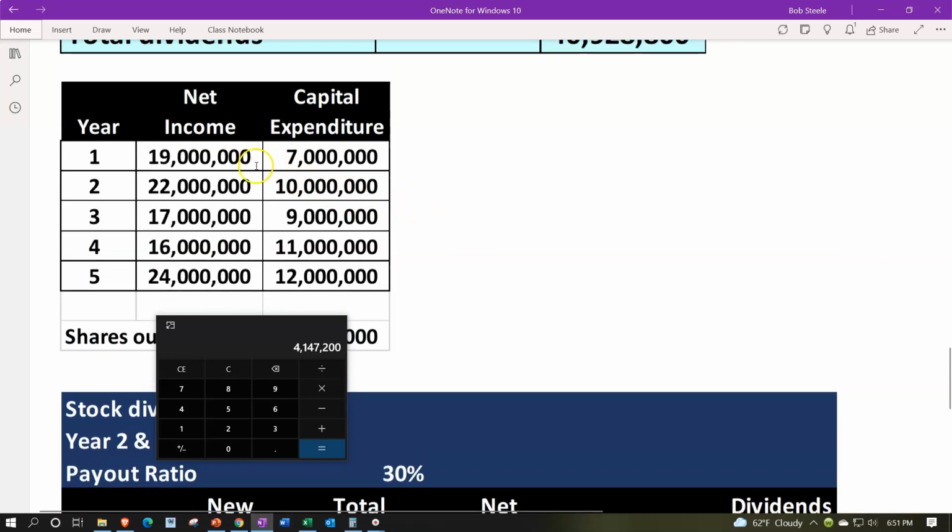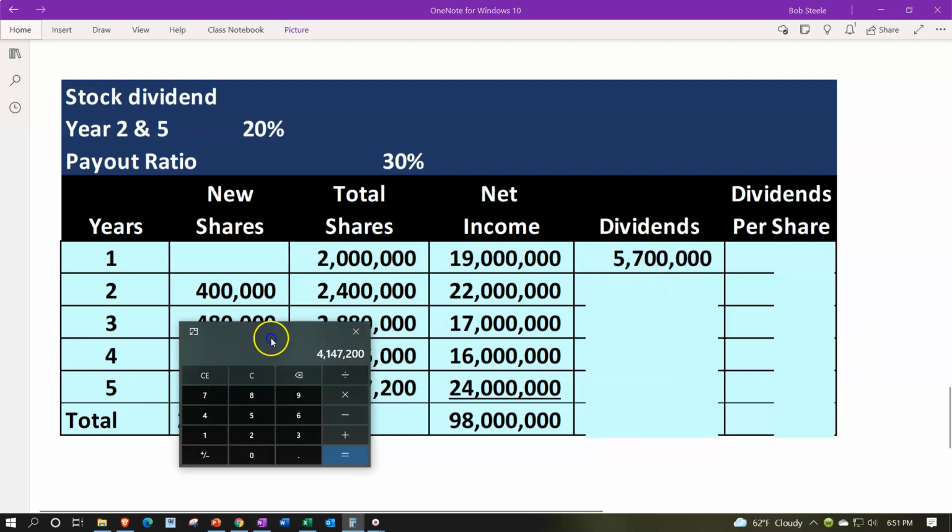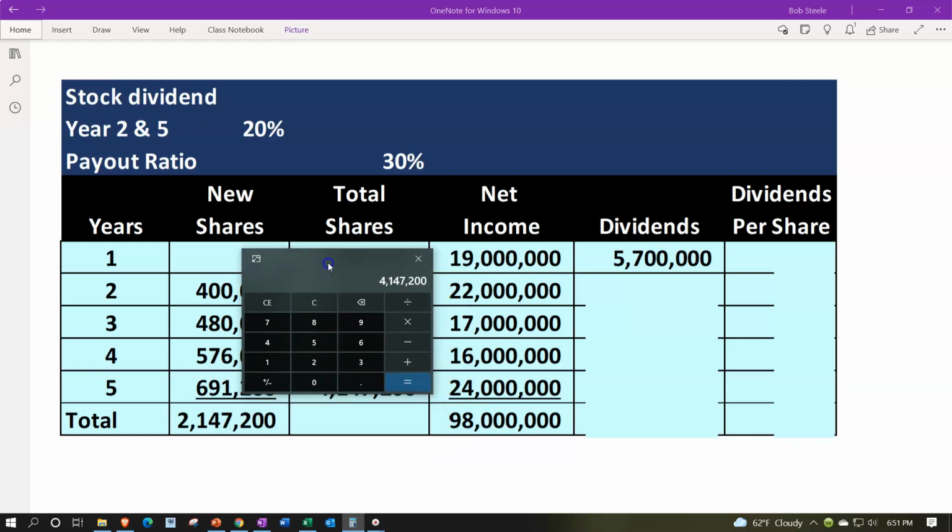Now the net income was given to us, so that's no change. We're just taking that net income, bringing it on down. The payout ratio means we're paying out, meaning paying out in the form of dividends, of the net income. So we're paying out 30% of the net income this time. So we have nothing to do with these new shares. We're just taking that net income line times the 30%.